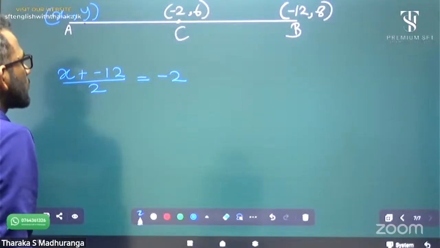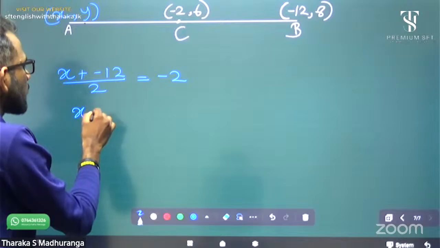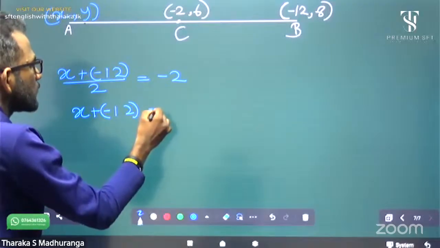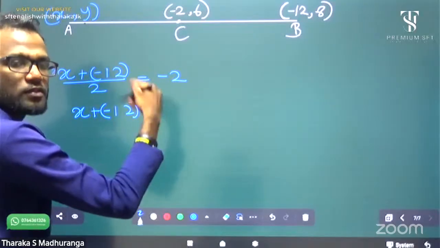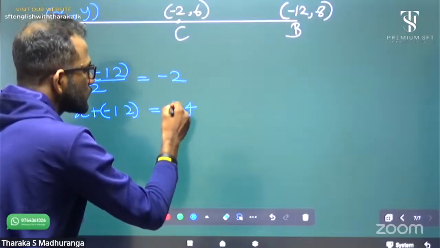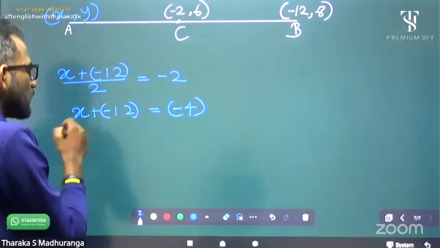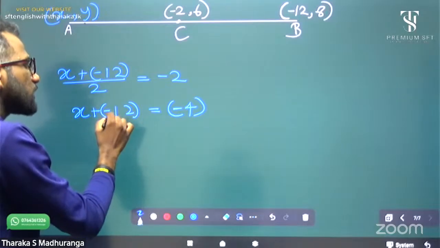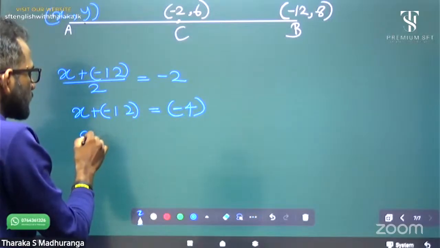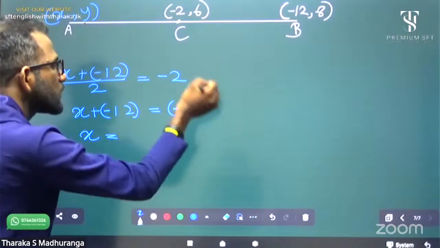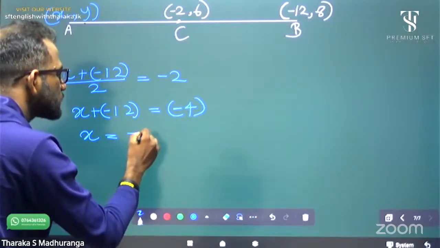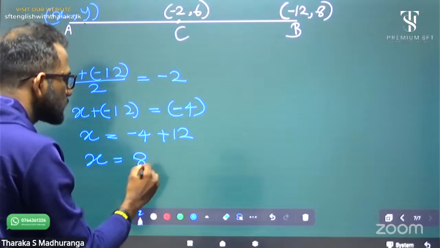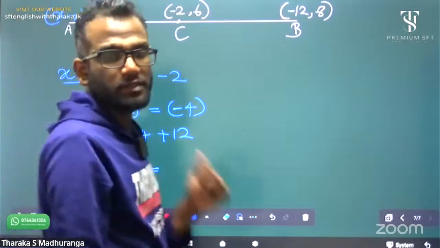Now cross multiplication, x plus minus 12 equals 2 into minus 2, which is minus 4. Plus minus is minus, so x minus 12 equals minus 4. Moving minus 12 to this side it is plus 12, so x equals minus 4 plus 12. What happened? x equals 8. The x coordinate is 8.